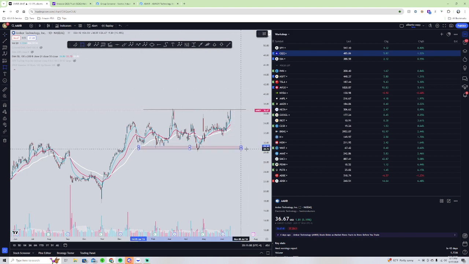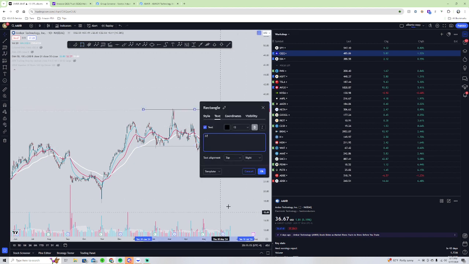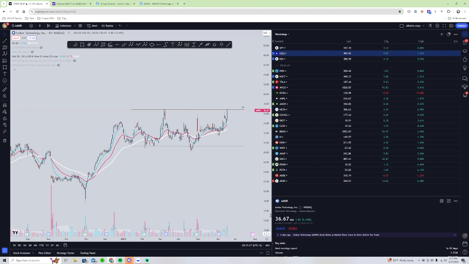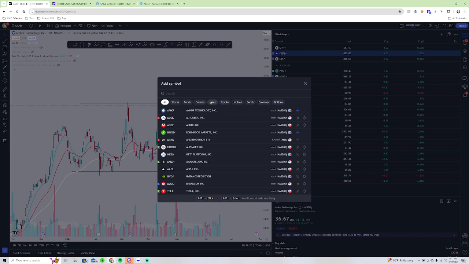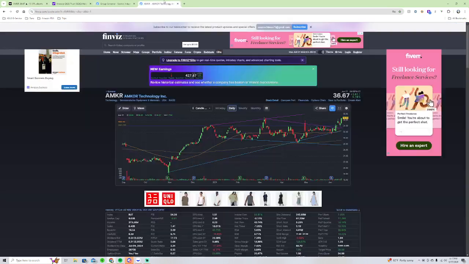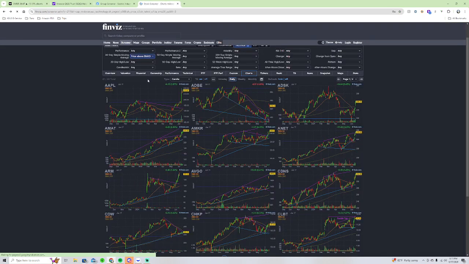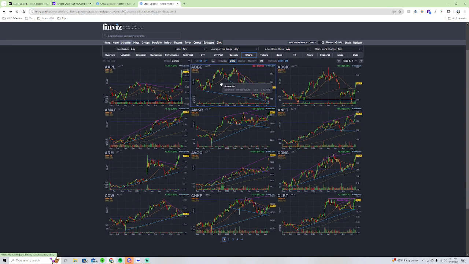This is absolutely textbook. This is exactly what I'm looking for. Whenever I see this, I get super, super happy. So 37 is clearly the level. It was a little bit extended today, so I probably wouldn't look to take it tomorrow. What I would love to see is an inside day, and then the next day, boom, push through that high, push over 37, and then move up. But I'll still add it to my list and potentially have that as a trade for tomorrow, right? So there we go, we already found one stock that looks really good.